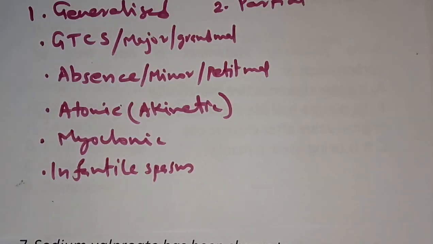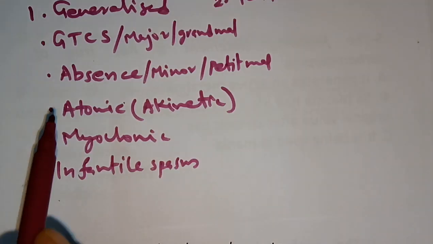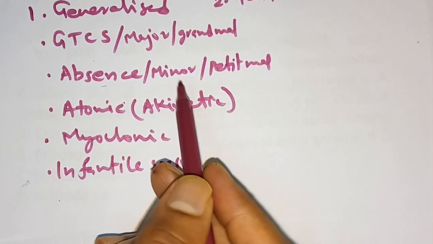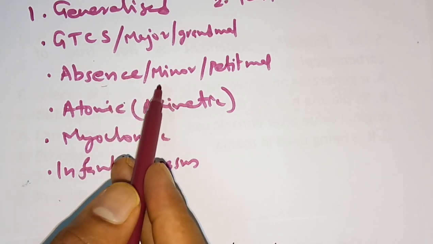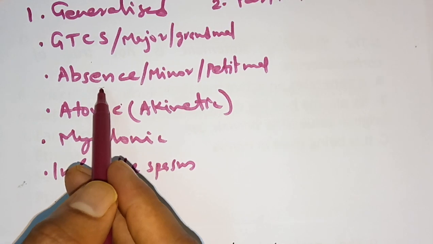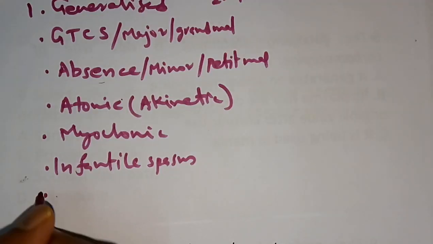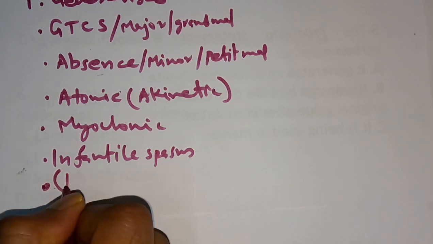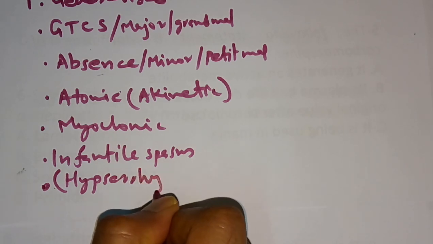I am not going to describe all these things. In the question it will come, what is the drug of choice for GTCS? What is the drug of choice in case of absence seizure? What is the drug of choice in case of minor epilepsy? If you studied absence seizure, you can understand that minor epilepsy is absence seizure, so the drug of choice will be the same. For that only I am just describing this. I am not going to describe in detail. The infantile spasm is also known as hypsarrhythmia.